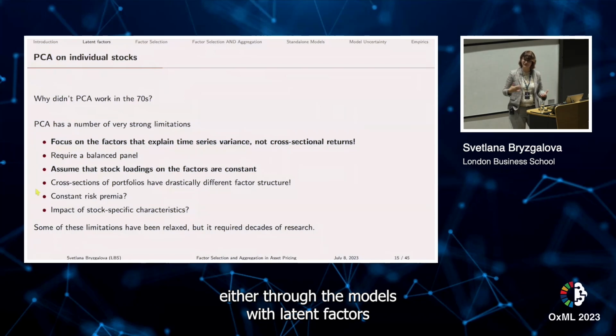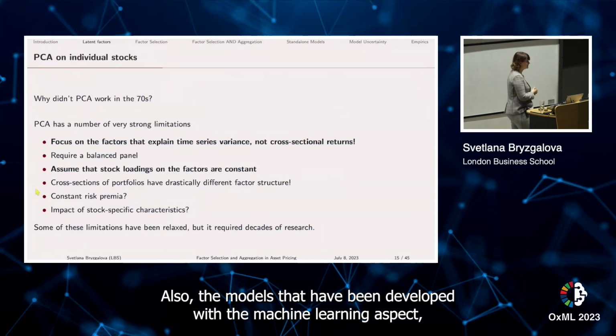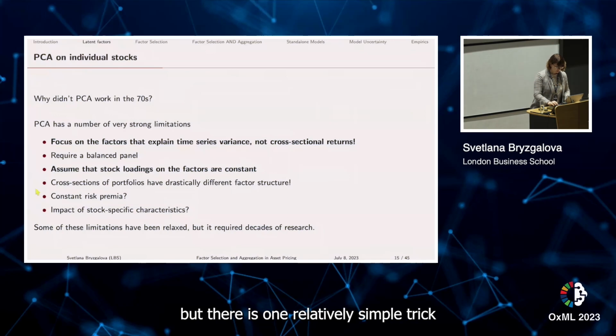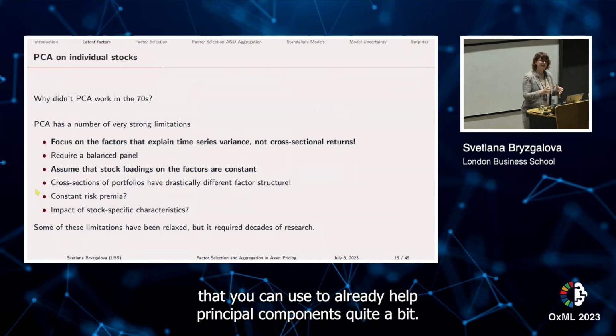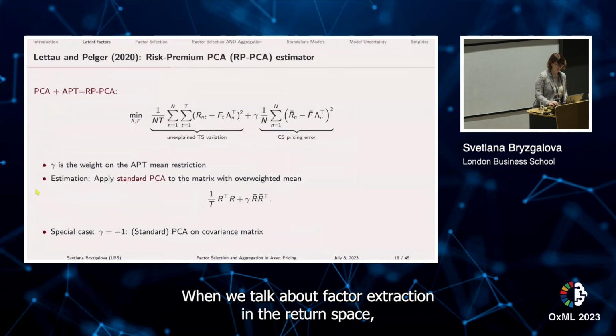Either through the models with latent factors that have been developed in the financial econometrics area recently, or through the models that have been developed with the machine learning aspect, of course. So for example, deep neural networks are particularly useful in this aspect. But there is one relatively simple trick that you can use to already help principal components quite a bit when we talk about factor extraction in the return space.